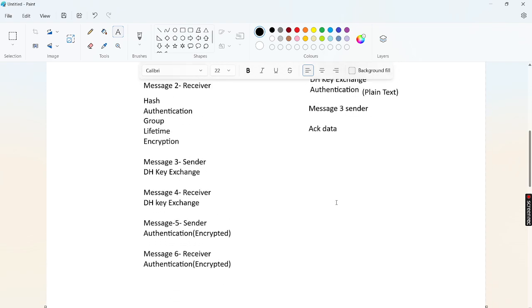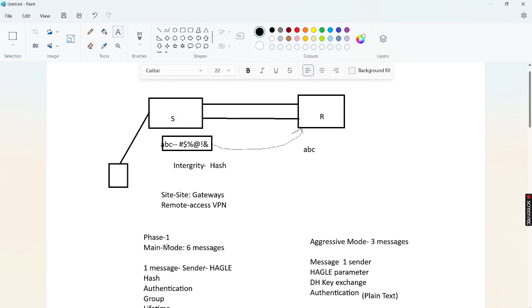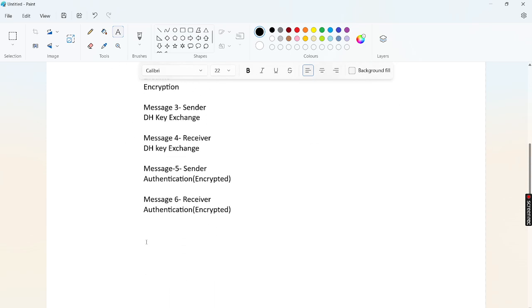This is all about phase 1, where we have main mode and aggressive mode. If we go on to phase 2, we have only one method, which we call the quick method.